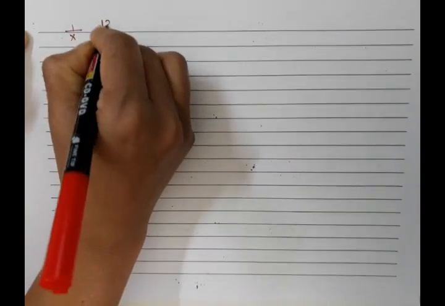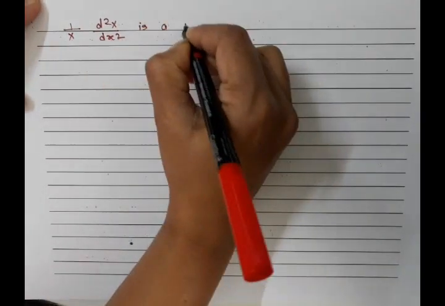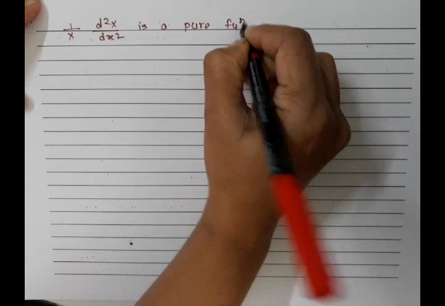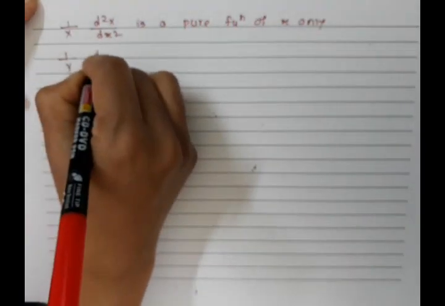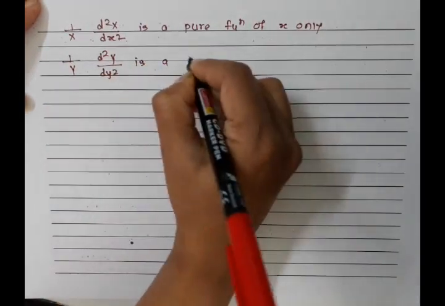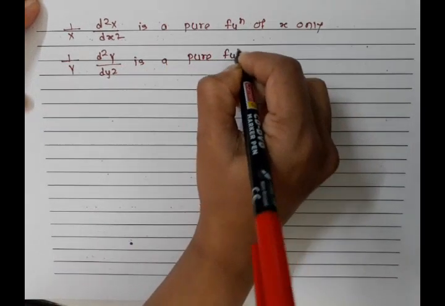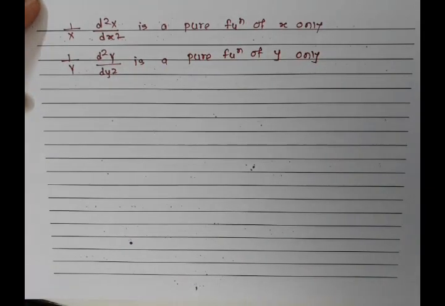So the next one is nothing but, now as we have applied this particular thing over there, we can say that 1/X d²X/dx² is a pure function of x only, and 1/Y d²Y/dy² is a pure function of y only. Okay, now the sum of this is a constant.